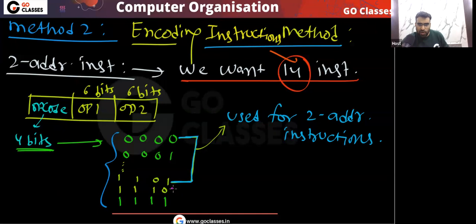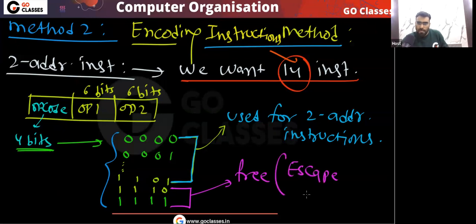Tell me what these will be called. The remaining 2 combinations are free. What do we call them? We call them escape opcode. Yes or no? So these are your escape opcode. Now what will we do? Okay, so 2 address instructions are done. We have already created 14 2 address instructions.